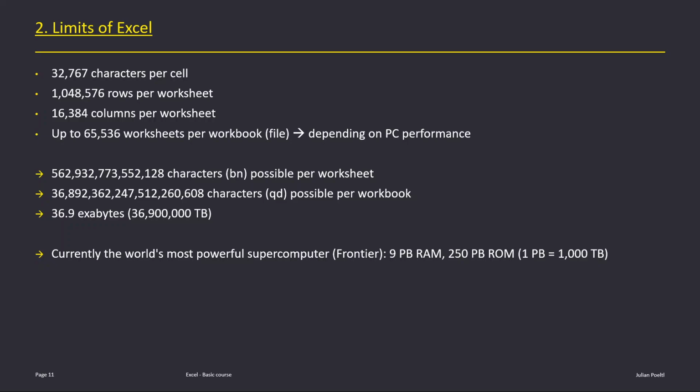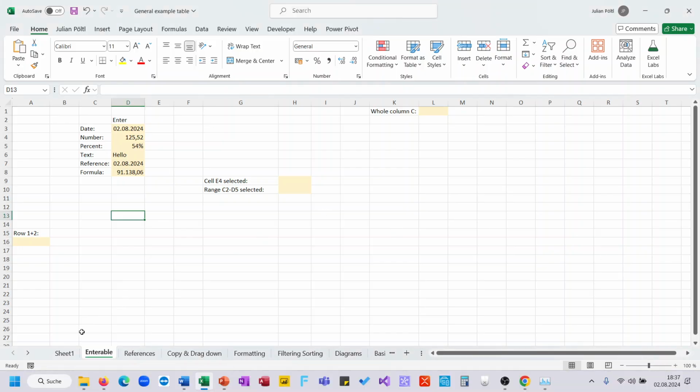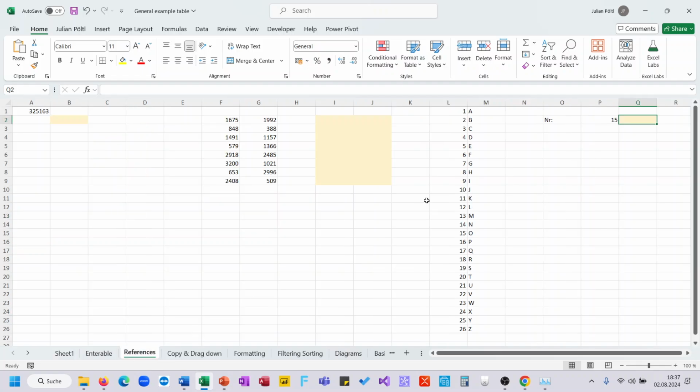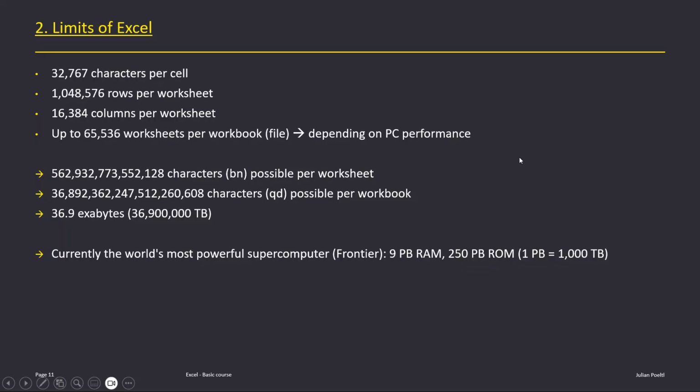And not only there's a limit for rows, there's also a limit for columns. 16,000 columns can be there for worksheets, and you can have up to 65,000 worksheets per workbook. So worksheets is the blank canvas there, as we saw before, where you can have here, so this is a worksheet, this is a worksheet, this is a worksheet, and the workbook is the whole file. But this number is dependent on your PC performance, and I've done a little bit of math.